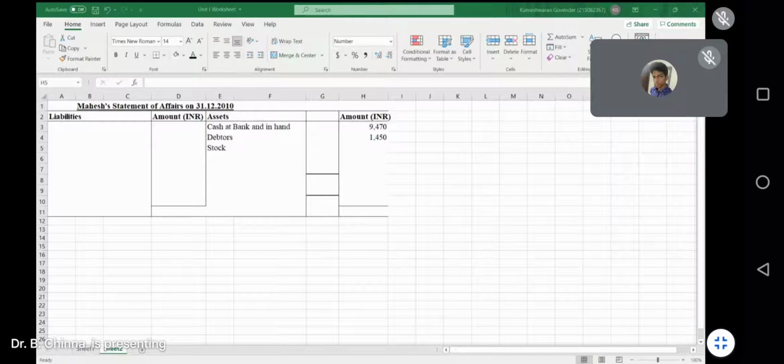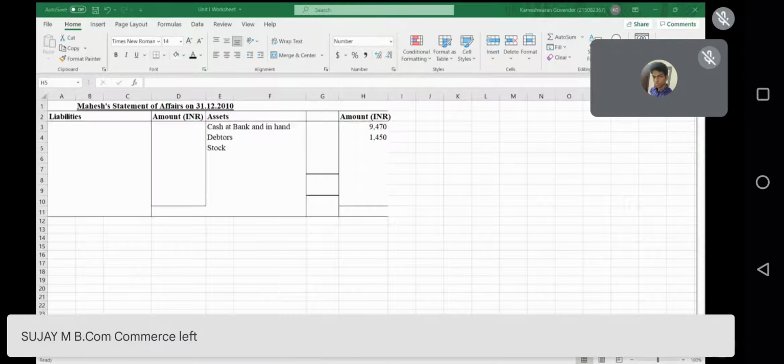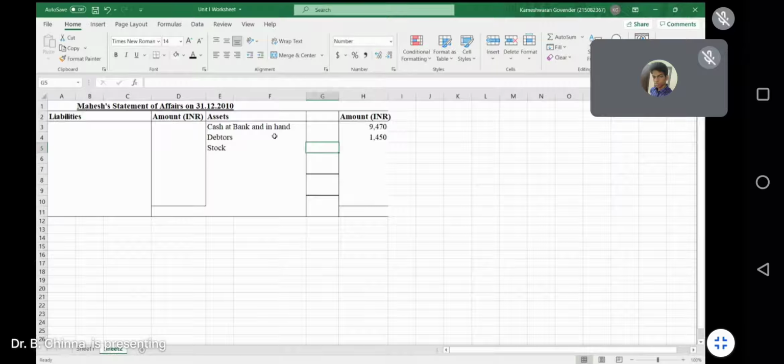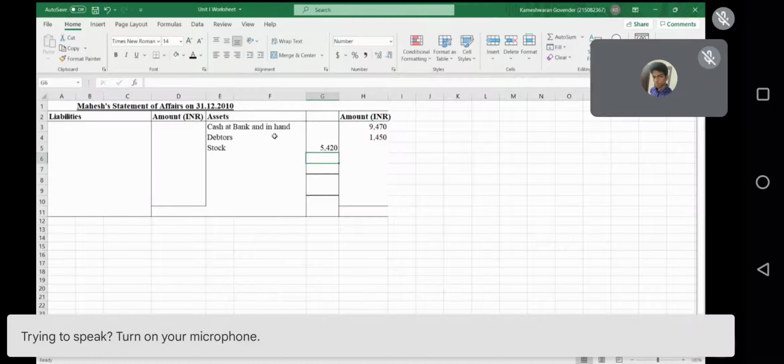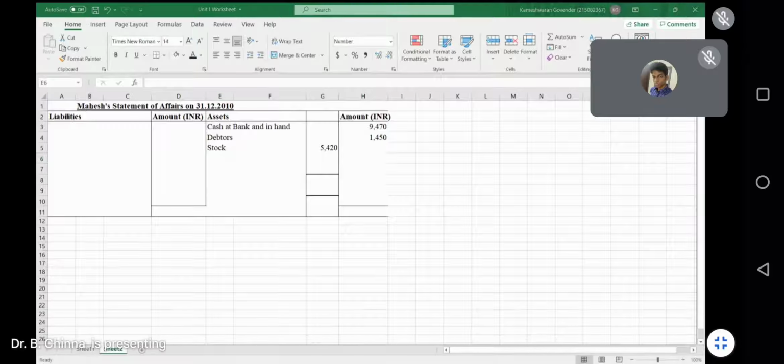Internal column, sir. Why? Selling price adjustment, sir. Because the stock which is provided as on 2010 has certain adjustment. Can somebody tell me the internal value of the stock? 5,420, sir. Perfect.